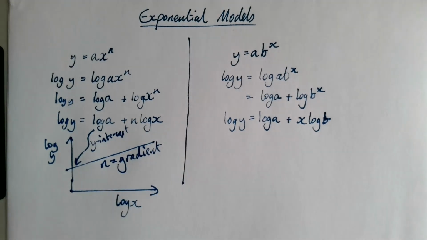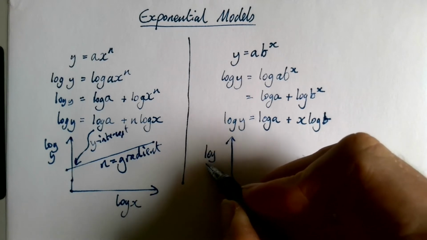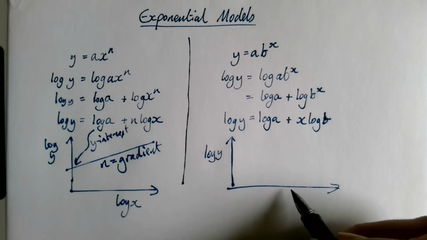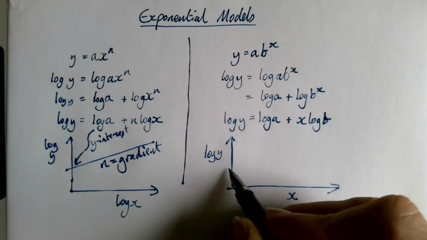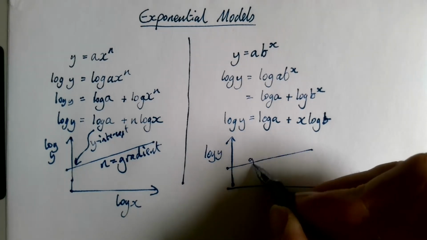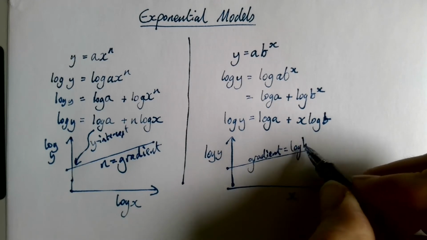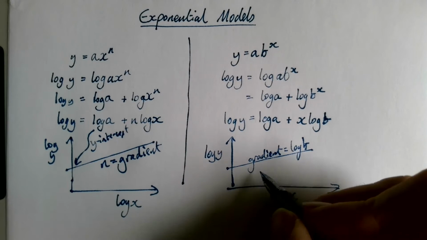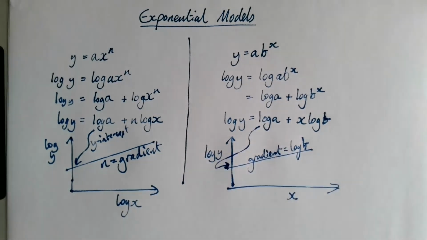And over here we're going to have the same thing on the y-axis because we've got log y there. Going along the bottom, it'll just be plotted against x, because x is being multiplied by log b, which we can do there. So the gradient is going to be log b, and the y-intercept is still log a.